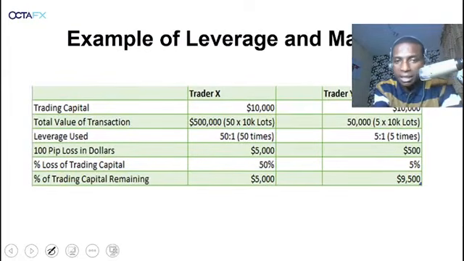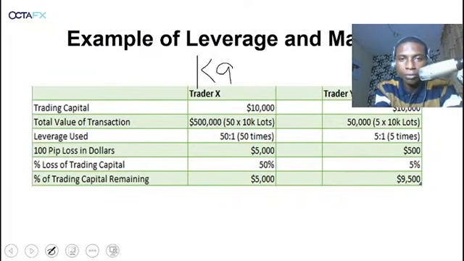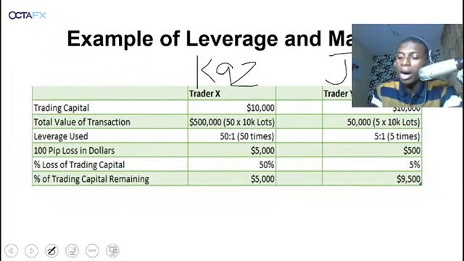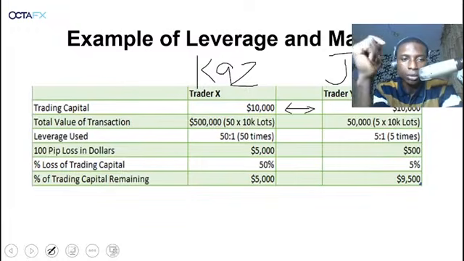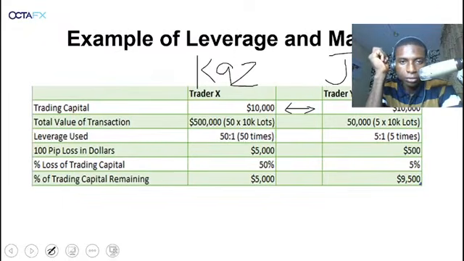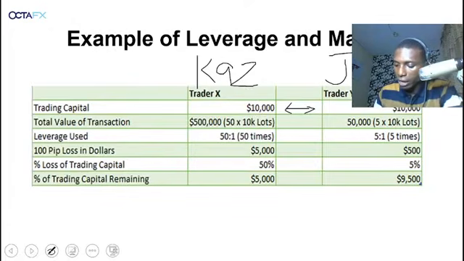So Kazim would be trader X, while Jacob would be trader Y. Right? I want you guys to follow me. Now, Kazim and Jacob both have the same amount of margin in their account. Right? Kazim has $10,000. Jacob has $10,000. Now, I want you guys to follow me, so you can have a full grasp of what I'm talking about.